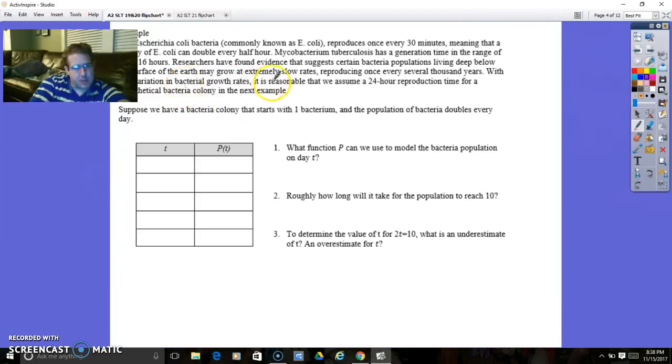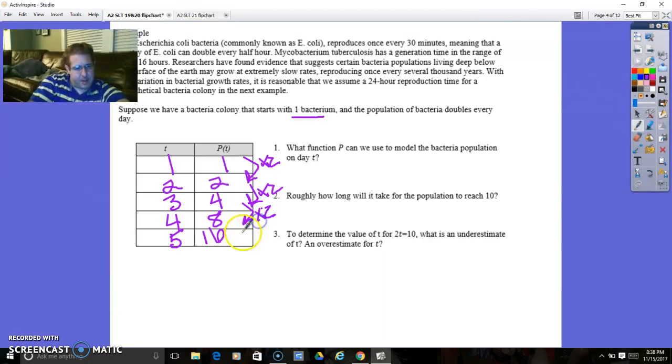In this case, the bacteria grows at a rate where it doubles every single day. After one day, it's one bacterium right here. After 2 days, it'd be 2 bacteria. After 3 days, it'd be 4. So now these are multiplying by 2. After 4 days, it would be 8. And after 5 days, it would be 16. So clearly, this is exponential because it's got a geometric pattern. It's being multiplied. What function?